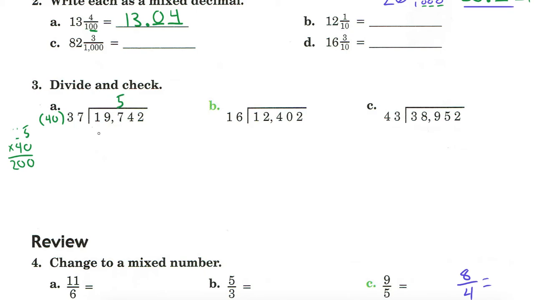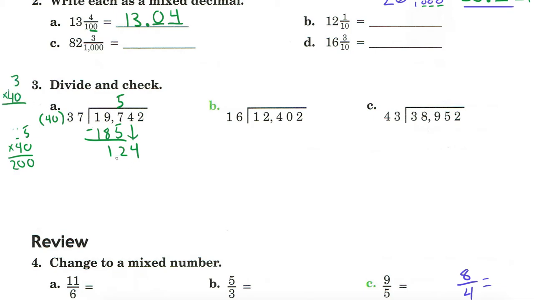5 times 37 is 185. Subtract that. I would get 12. 12 is less than 37. So bring down the 4. How many times can 40 go into 124 without going over? Well, I know that 40 times 3.